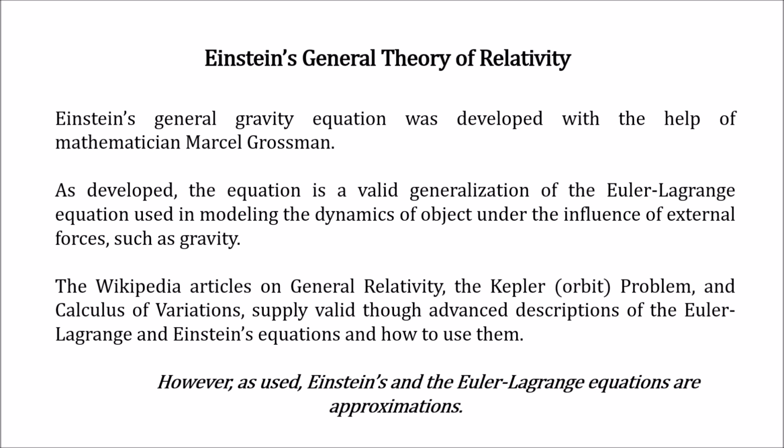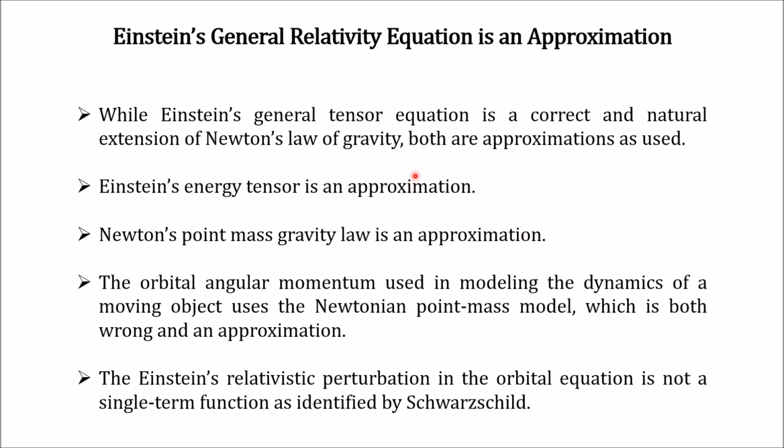So Einstein's general gravity equation is just that, and it's correct as it stands. It's a generalization, and it's valid. And there are Wikipedia articles on general relativity, Kepler, the orbit problem, calculus of variations, and other things that will give anyone who's inclined, or has the capacity, the ability to go through and understand the details of what's going on with the Euler-Lagrange equation. So, as I said, the general relativity equation is an approximation.